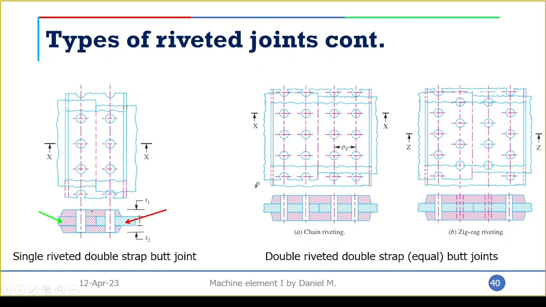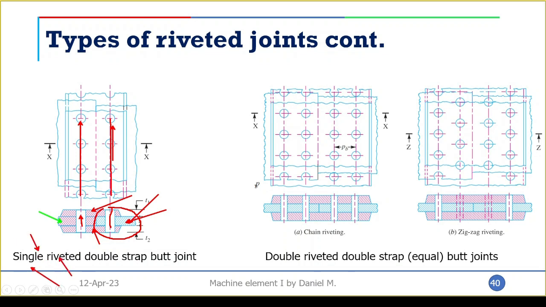How many covers do we have? We have one, we have two covers. So we call this double strap or double cover. How many rows do we have? When it comes to butt joint, we see how many rows are there on each side. On this side of the plate, we have one row. So these 1, 2, 3, 4 rivets are all connecting the second plate with the two covers. So we only have one row on one side. On the other side also we have one row. So we call this single riveted.